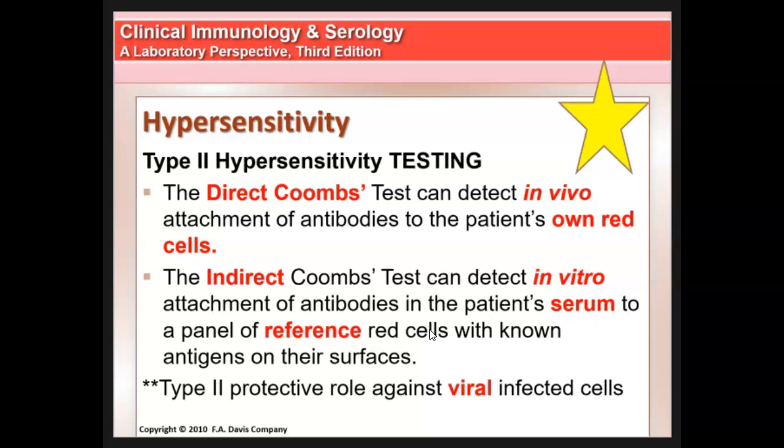We should also mention the direct Coombs test, which can detect in vivo attachment of antibodies to the patient's own red blood cells. The indirect Coombs test can detect in vitro attachment of antibodies in the patient's serum. So indirect, in vitro; direct, in vivo. So the indirect Coombs can detect in vitro attachment of antibodies in the patient's serum to a panel of reference red cells with known antigens on their surfaces. And the protective role for type 2 is against viral infected cells.